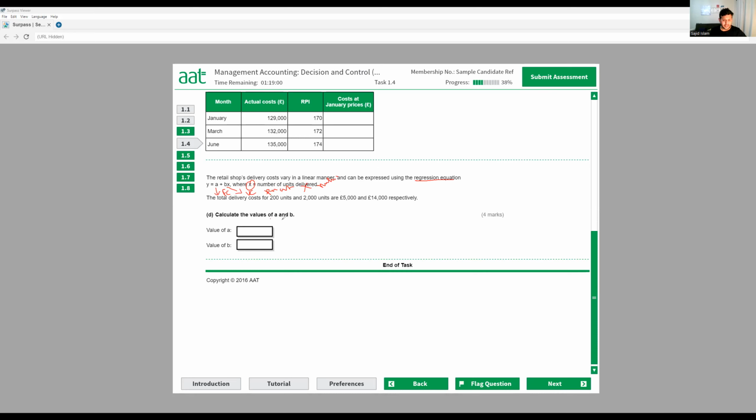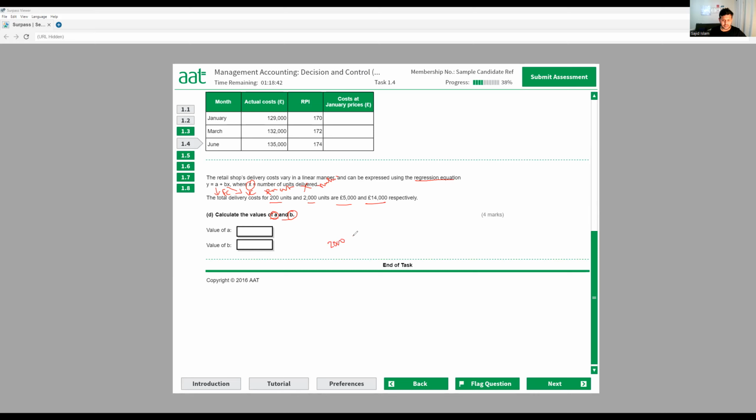Calculate the value of A and B. So they're asking us to find out how much is the value of fixed cost and how much is the value of variable cost per unit. So they give us some information: 200 units, 2000 units, 5000, 14,000. So we can see we have to use the high-low method to find it out. So let's try to find it out.